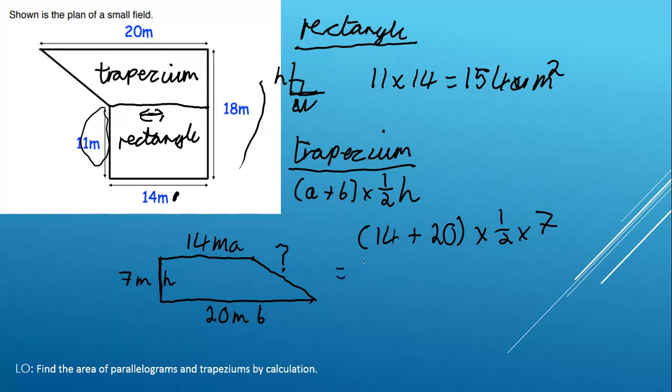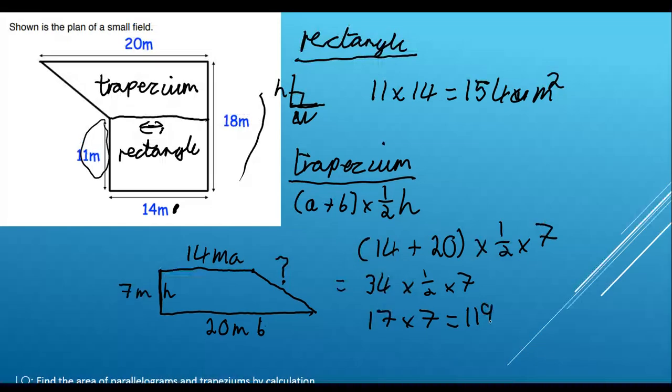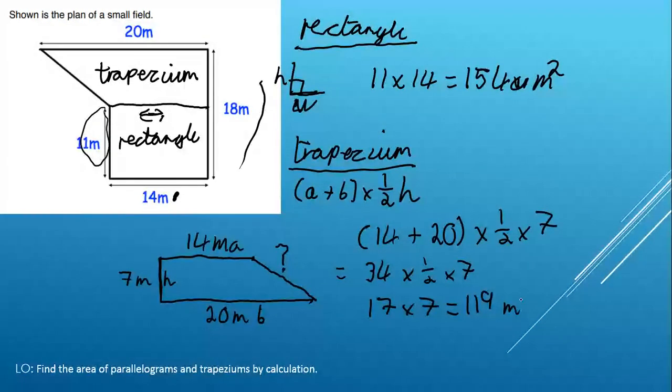If I simplify this a little bit, we've got 14 add 20, which is 34. So we'll do 34 times a half times 7. I'll just half the 34, so we get 17. Then we do 17 times 7, which gives us 119. So that's 119 meters squared. So we have the area of our trapezium.